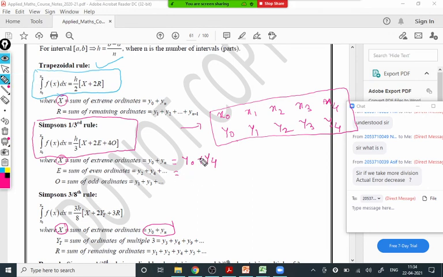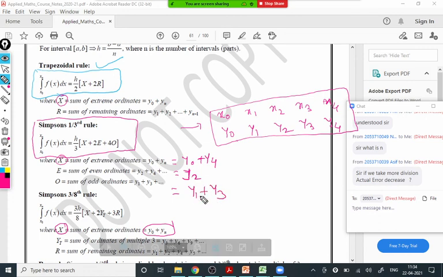Not correct. Only y2, only y2. y2 will be left because y4 is already counted as an extreme ordinate. So for the remaining, you have to ignore y0 and y4; they will not come into the picture. When you take the sum of even ordinates, only y2 is left because y4 is already taken. Now the sum of odd ordinates: y1 plus y3. That is correct.